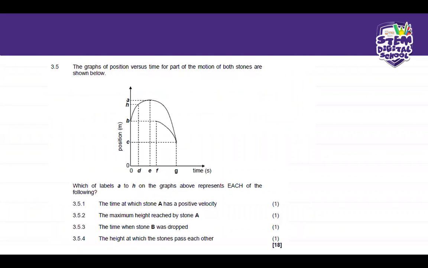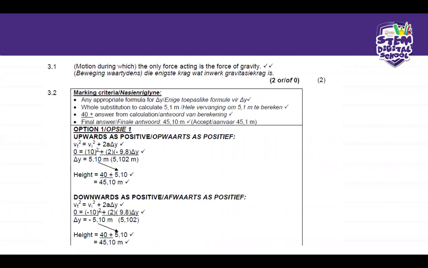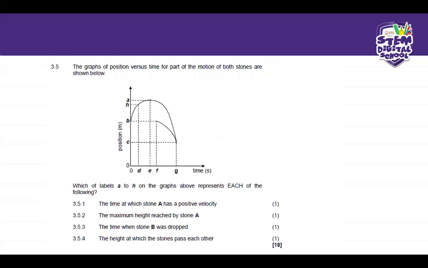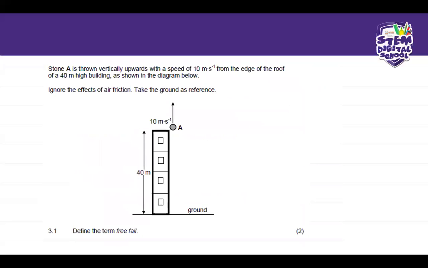So what do we know about free fall? Free fall is a motion during which the only force acting on the object is gravity. So there's no friction, there's no air resistance. That's what free fall is: the only force acting on the motion is the force of gravity. Okay, and then we move to number 3.2.